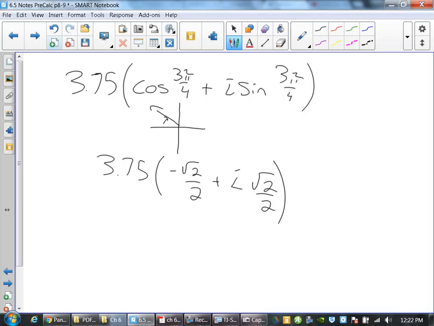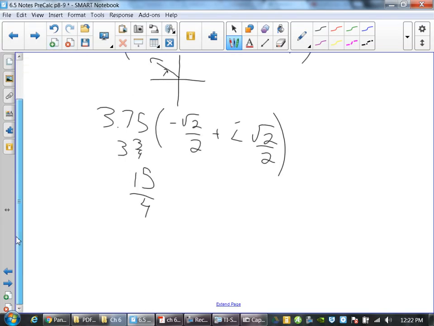And now 3.75, that's 3 3/4, correct? As an improper fraction, what is that? 15 over 4. And then you distribute that in.